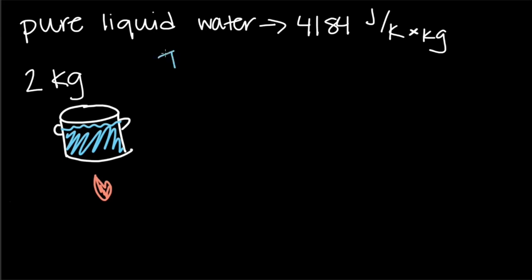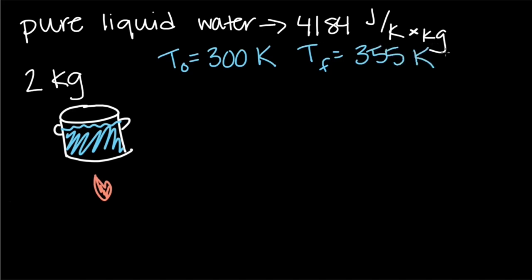Let's say that the initial temperature of the water is about 300 Kelvin, which is approximately room temperature. And suppose we want to use this water to make some white tea, which is made best with water that's at about 355 Kelvin. Based off our understanding of heat capacity now, we can figure out how many joules it is going to take to raise the water from 300 Kelvin to 355 Kelvin.